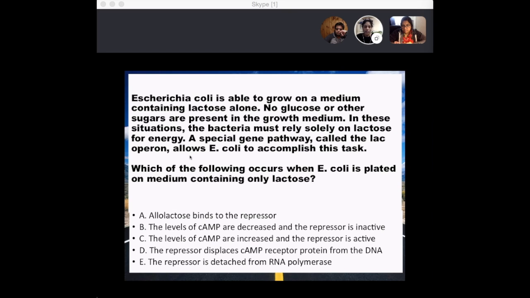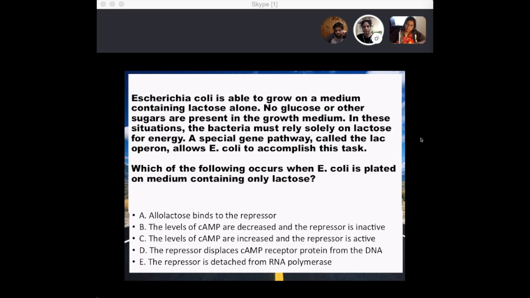A, allolactose binds a repressor. B, the levels of cAMP are decreased and the repressor is inactive. C, the levels of cAMP are increased and the repressor is active. I might have said that one wrong. D, the repressor displaces cAMP receptor protein from the DNA. And E, the repressor is detached from RNA polymerase.